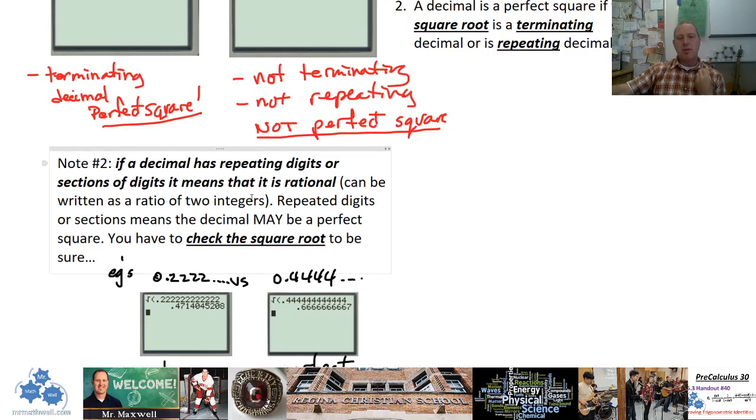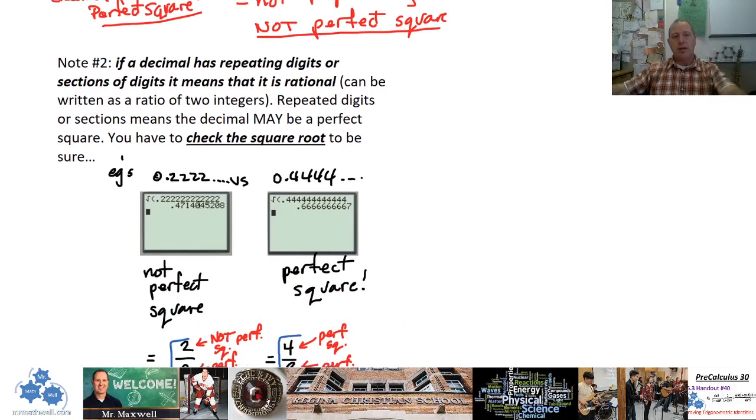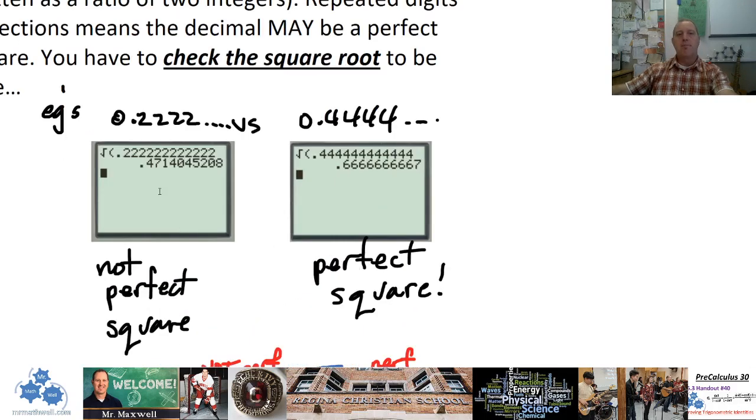It means that it can be written as a fraction, but it does not mean that it's a perfect square. You still have to check. So for example, in here, 0.2 repeating, if you take the square root, you get this as an answer, and again, that's not a perfect square because the decimal is not terminated and it's not repeating.